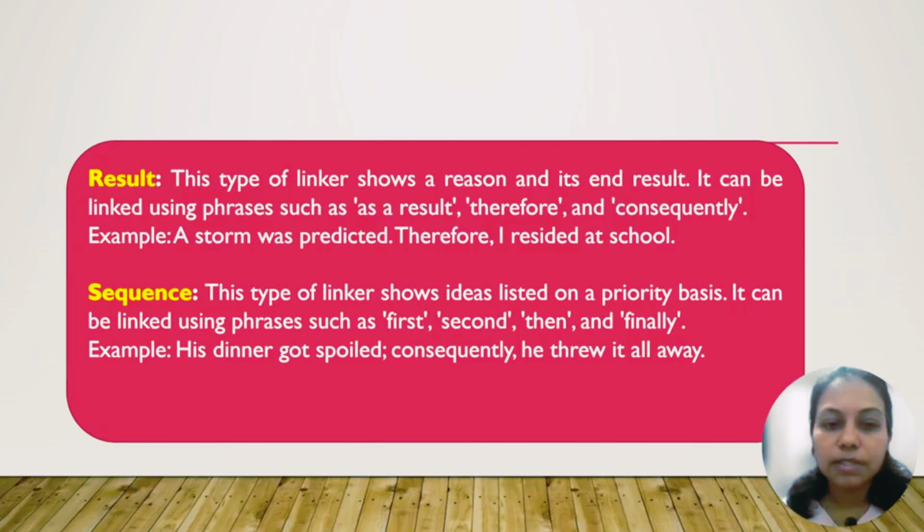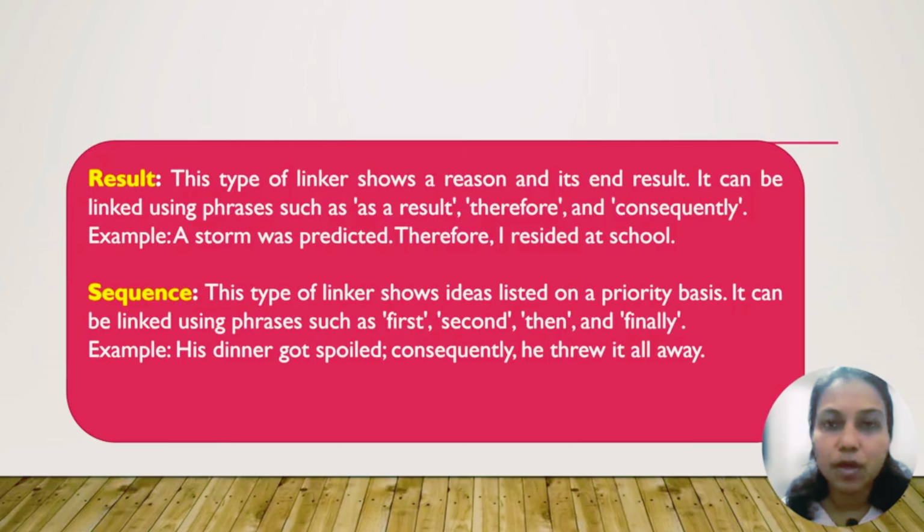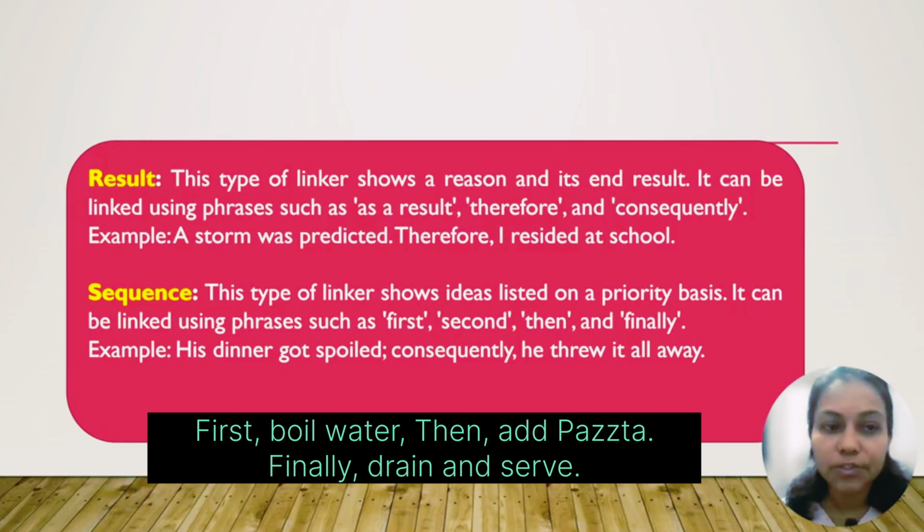Next ones are sequence linkers. Use these when listing things in order, first, second, then finally. They are useful in essays, speaking part 2, and process charts. For example, his dinner got spoiled, consequently he threw it all away. Another one, first boil water, then add pasta, finally drain and serve.